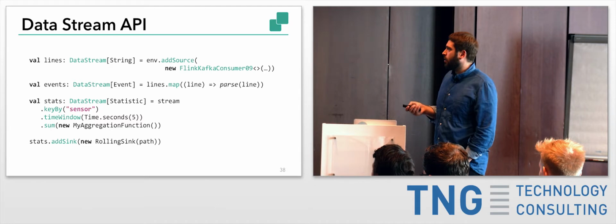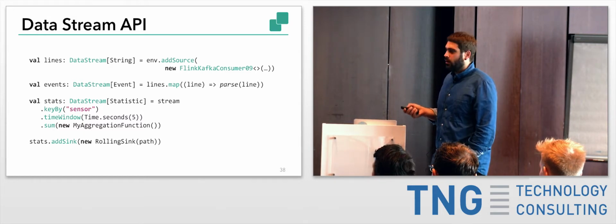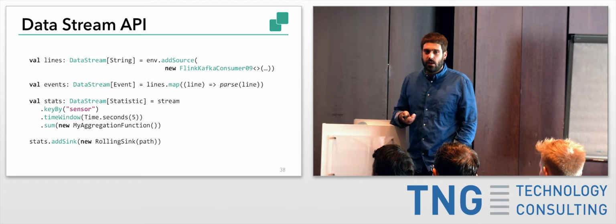The DataStream API kind of looks like that. You have data streams that are typed, you read them from Kafka or from whatever else you like, and then you have functional constructs like map, reduce, group by, window, etc.